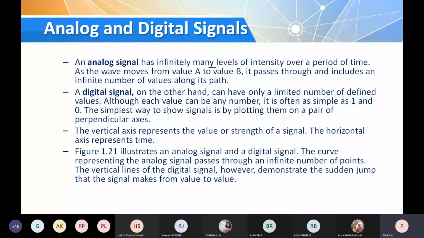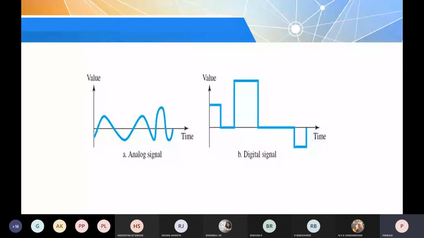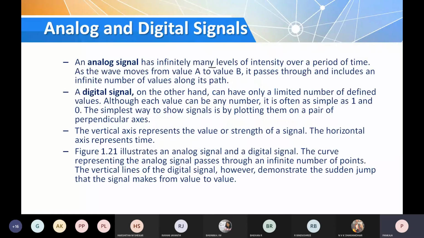As a wave moves from A to B, it passes through and includes an infinite number of values along its path. If you consider this is A and this is B, when the signal, the wave, is in the form of a sine wave, it moves from point A to point B. It passes through an infinite number of levels, or infinite number of values, and reaches point B. That is called an analog signal, and it is represented like this.